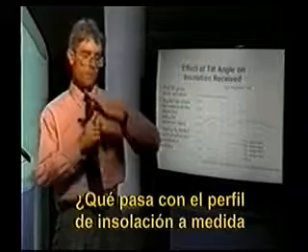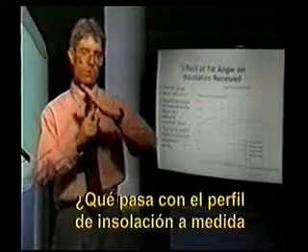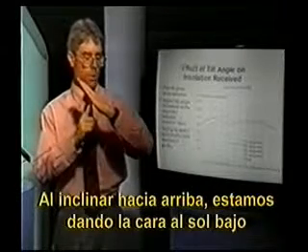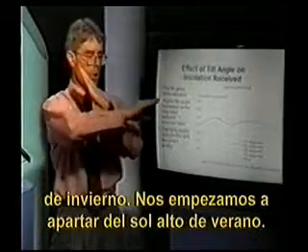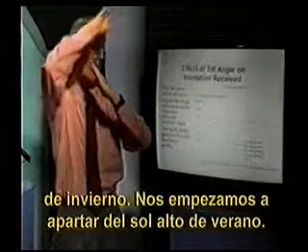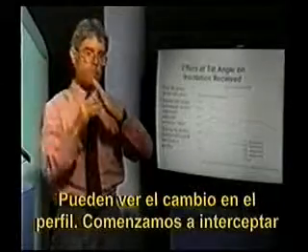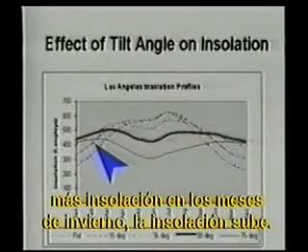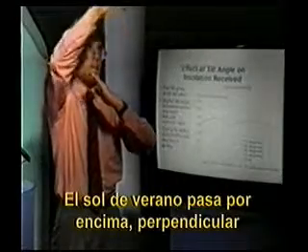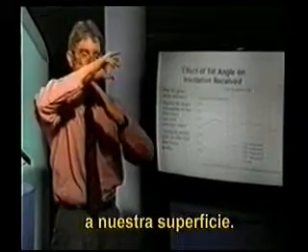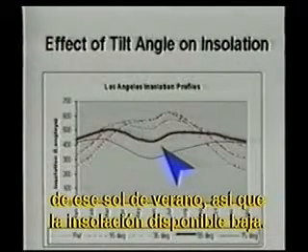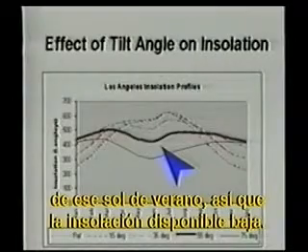As we begin to tilt our surface up from the horizontal, what happens to our insolation profile? By tilting up, we're actually facing towards the low winter sun. We're starting to face away from the high summer sun. You can see the change in the profile. We begin to intercept more insolation in the winter months. The insolation goes up. The summer sun is passing above, perpendicular to our surface. We're actually capturing less of the insolation that's available from that summer sun. So our insolation available goes down.